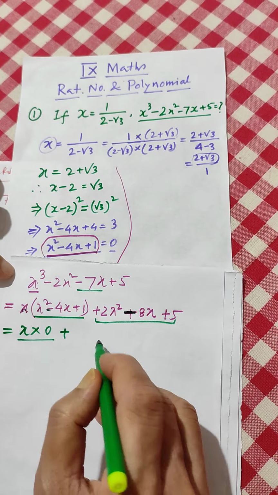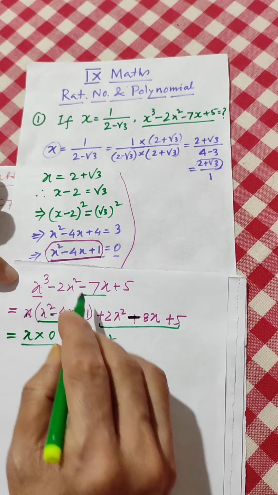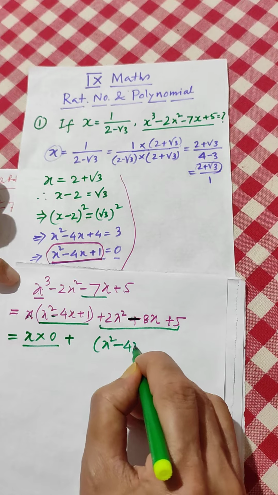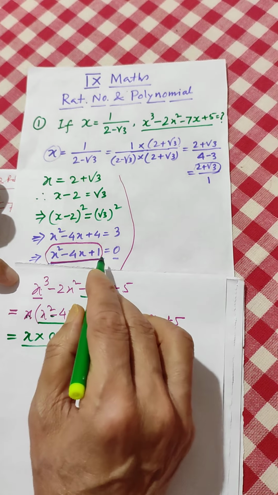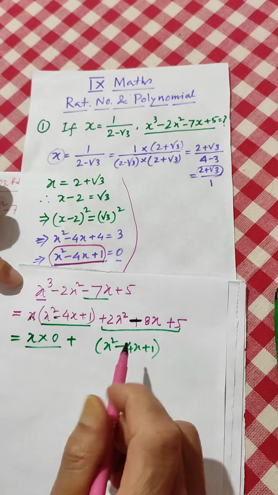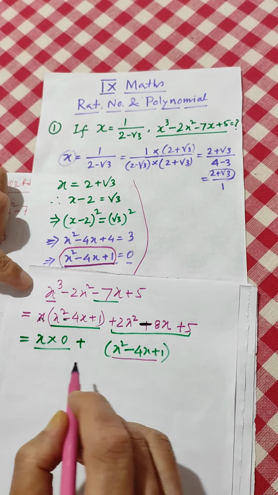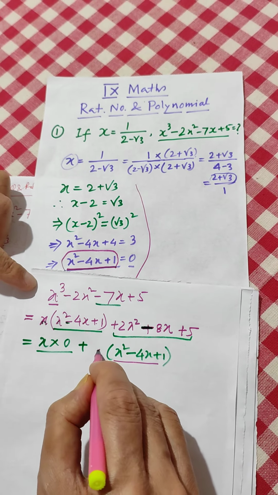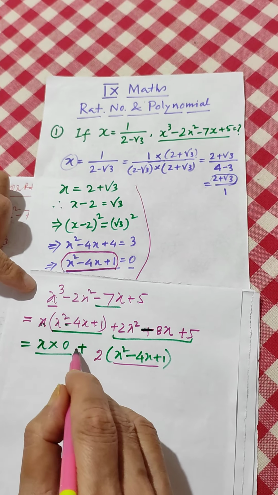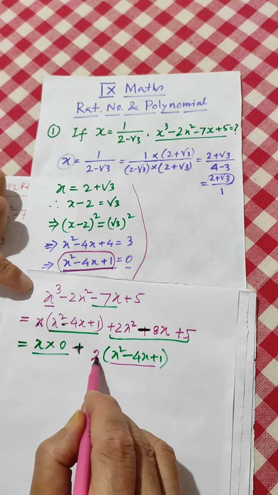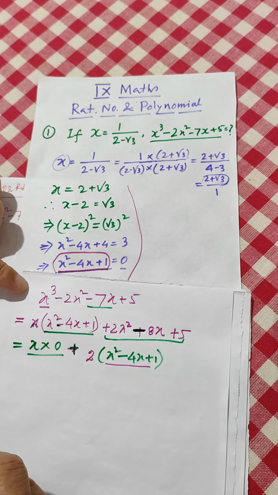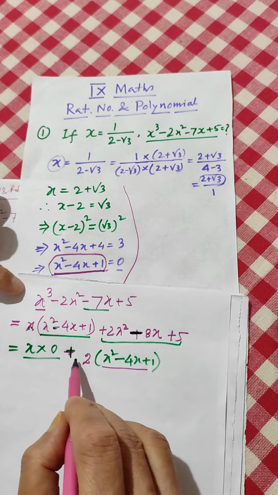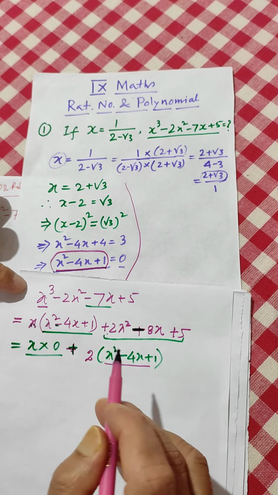Again, this part we will try to express in terms of x square minus 4x plus 1, whose value is 0. Now if you write this expression here, what must you write? You must write 2 here, because plus 2 into x square will be plus 2x square.